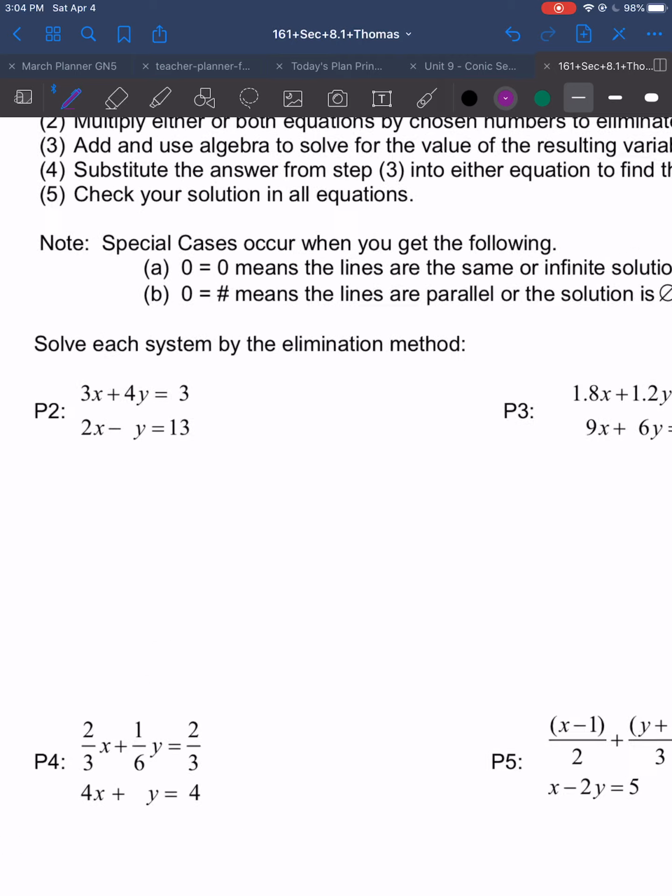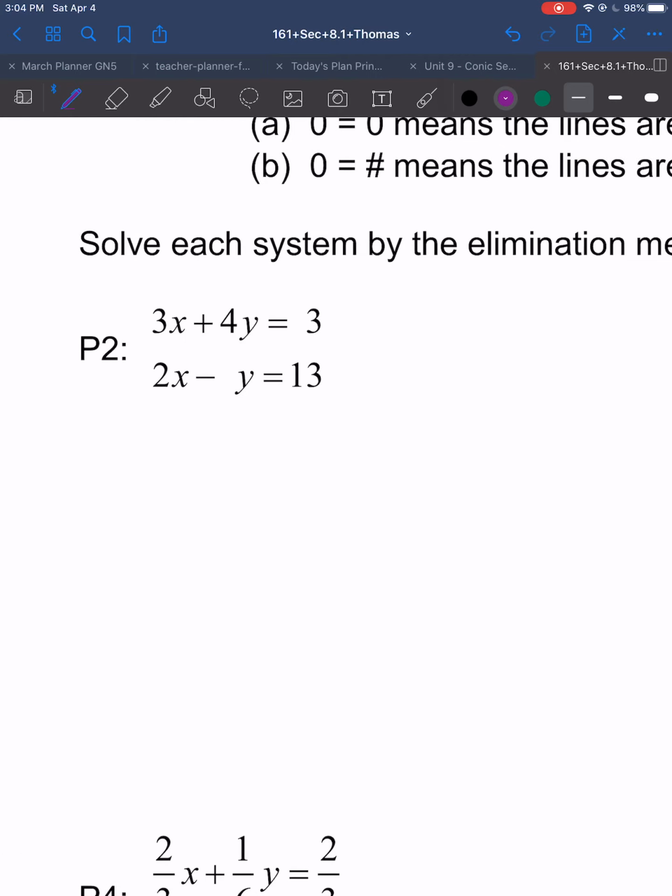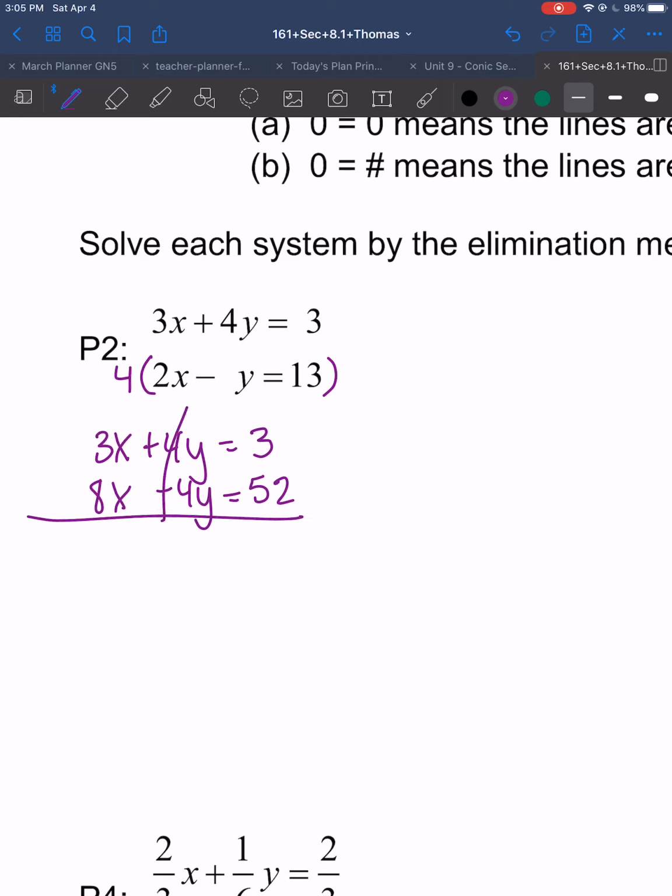Okay, so we are going to solve this. Since this right here is negative already, and this one's positive, I can multiply this bottom one by 4 to get it to go away. So 3x plus 4y equals 3, and then 8x minus 4y equals 52. And then add them together. Those are going to go away. You're going to have 11x equals 55.